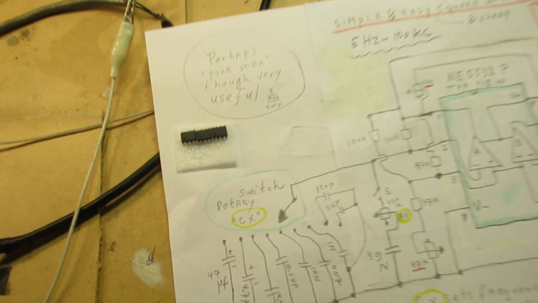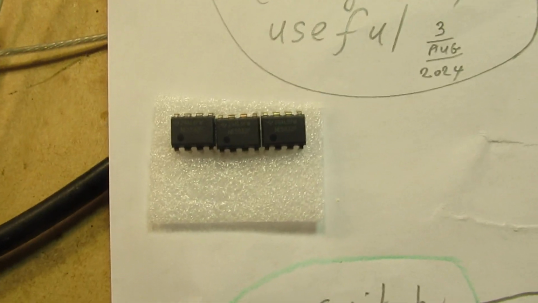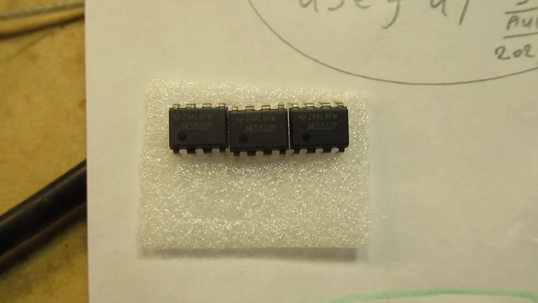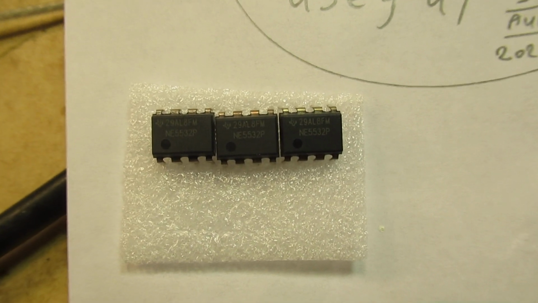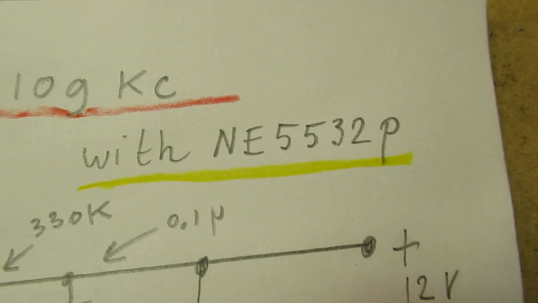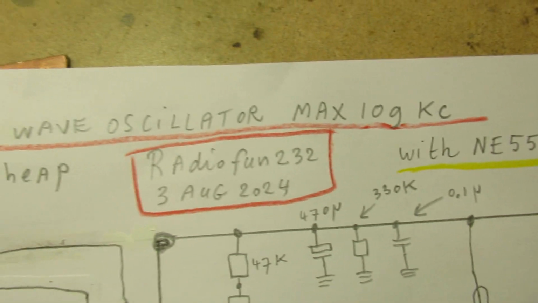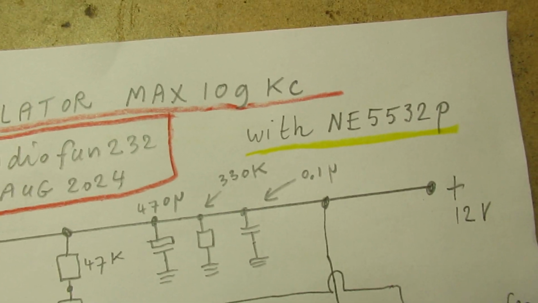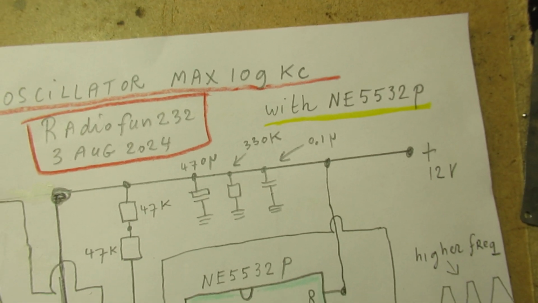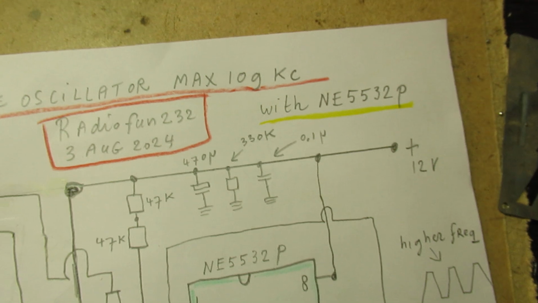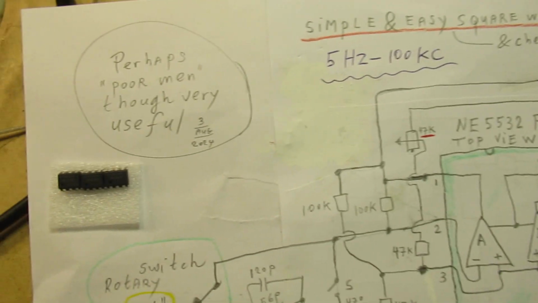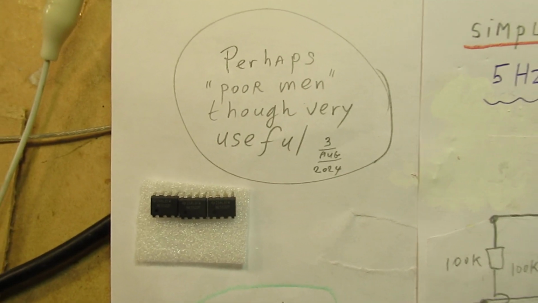I ordered this chip, the NE5532, because I was very interested in its properties. I studied the datasheet. I got the idea that it could work on 10 megahertz, and surely perhaps it can work on that frequency, but anyway.